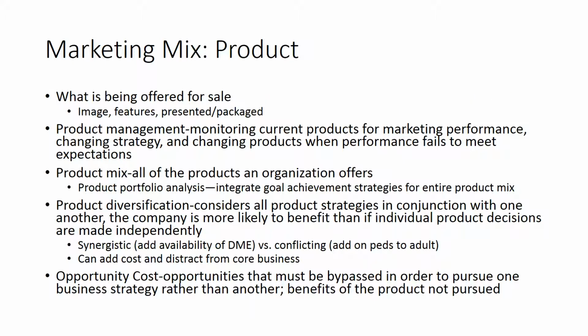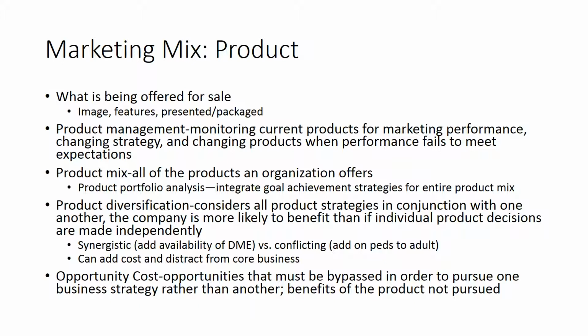So product is one of those things that we control. This is what we're offering for sale and how we're sort of packaging it. What's the image? What are the features that we're marketing out there about why people will want to choose our product? So some concepts underneath product of what we control. Product management, it's monitoring the current products for marketing performance, changing strategy, and changing products when performance fails to meet expectations.